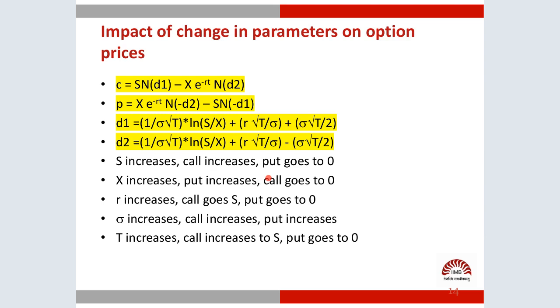And therefore, S_T in the limit of minus infinity is 0. So you get 0 minus 0, and therefore the value of the put goes to 0. So as the price increases, the call increases and the put value goes to 0.